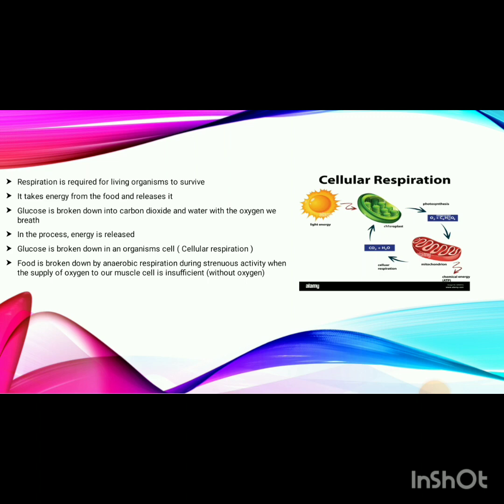Okay. Respiration is required for living organisms to survive. It takes energy from the food and releases it. Glucose is broken down into carbon dioxide and water with the oxygen we breathe. In the process, energy is released. Glucose is broken down in an organism's cell, known as cellular respiration. Food is broken down by anaerobic respiration during strenuous activity, when the supply of oxygen to our muscle cells is insufficient. Okay, so this is the diagram of cellular respiration.